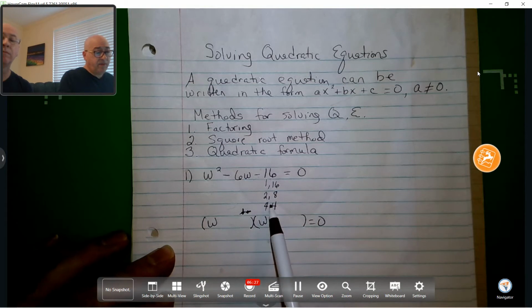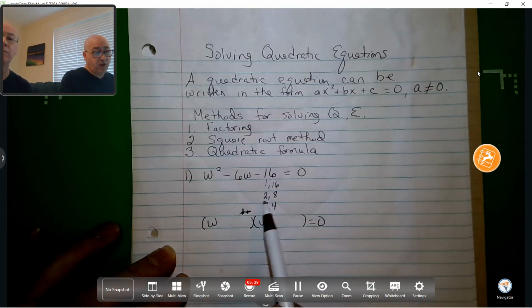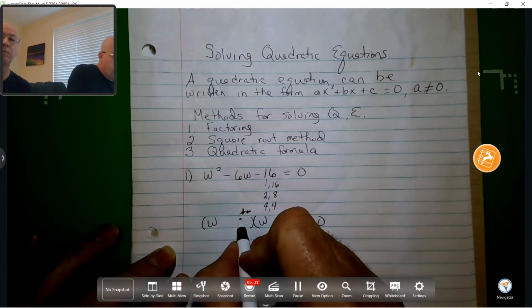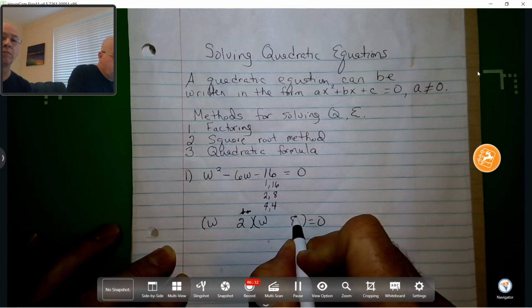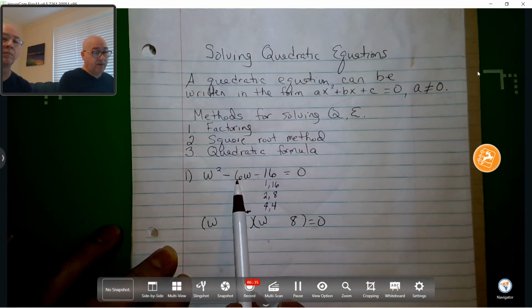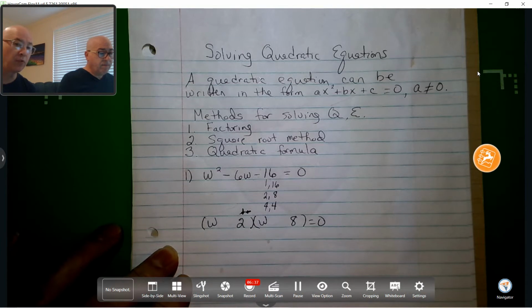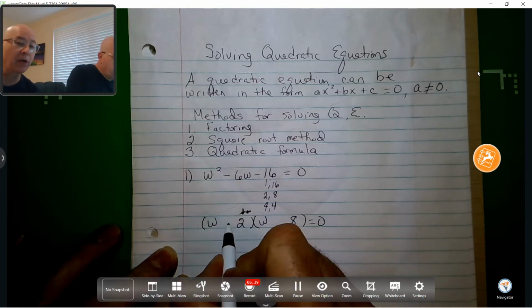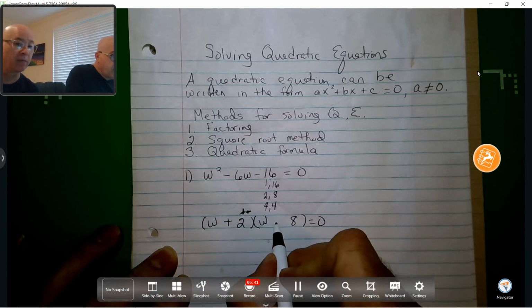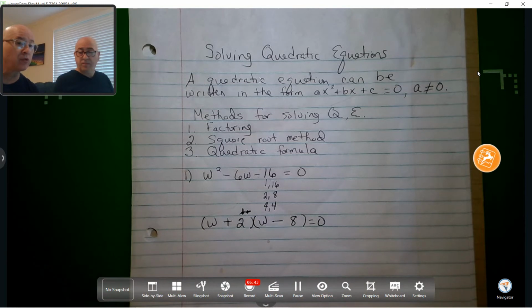I think most of us can figure out pretty quickly: 2 and 8. Why are we thinking it's going to be 2 and 8? Well, because those subtract to give us this middle term. With a simple trinomial, ones where the leading coefficient is 1, the numbers you choose have to add or subtract to give you back that middle number. 2 and 8 subtract to give you 6.